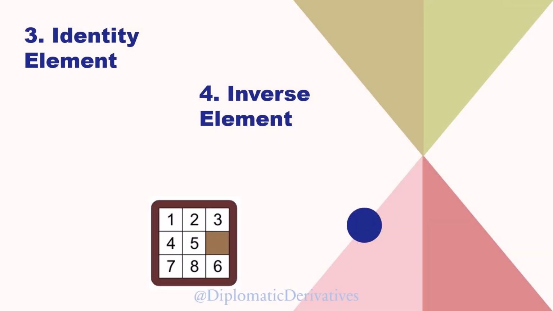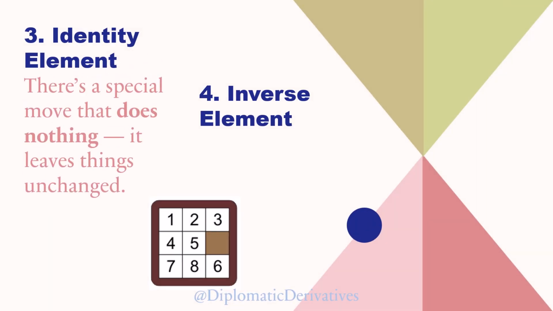Next, we have the identity element. That is, there's a special move that does nothing. It leaves things unchanged. You do nothing with the puzzle, it remains as it is, still a part of the system. Inverse element: every move has an undo move. If you move 6 up, you can move 6 down, and the result is still a part of the system. So if these 4 conditions are fulfilled, that is closure, associativity, identity element, and inverse element, and every answer that you receive is part of the system, therefore the set is a group.